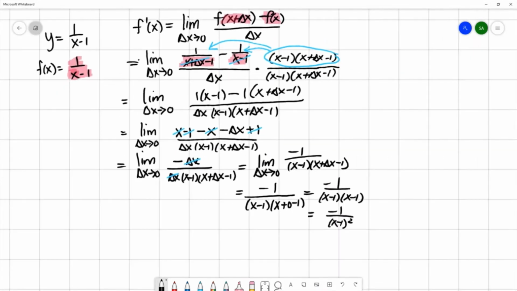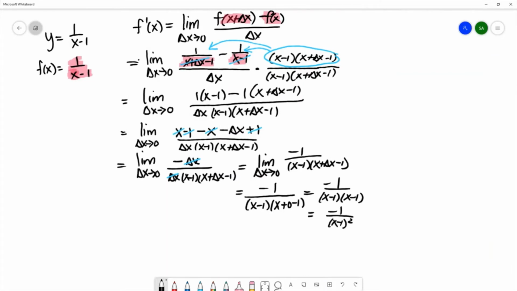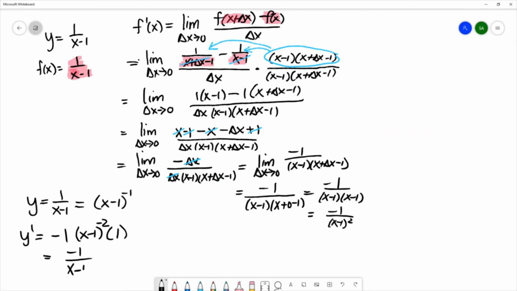So that's what's nice here. You can check with the shortcuts. So thinking about the shortcut, I would treat 1 over x minus 1 as x minus 1 to the negative 1. And calculating the derivative, I would use the chain rule with the power being on the outside. So I'd bring that power of negative 1 down, I'd leave the inside alone. I'd take 1 away from the power, and then I'd multiply by the derivative of the inside. And the derivative of the inside is 1. So that's negative 1 over x minus 1 squared.